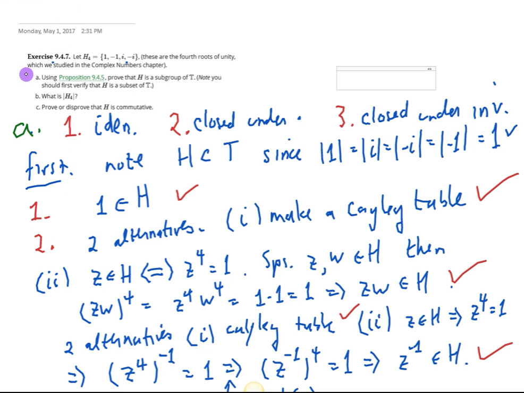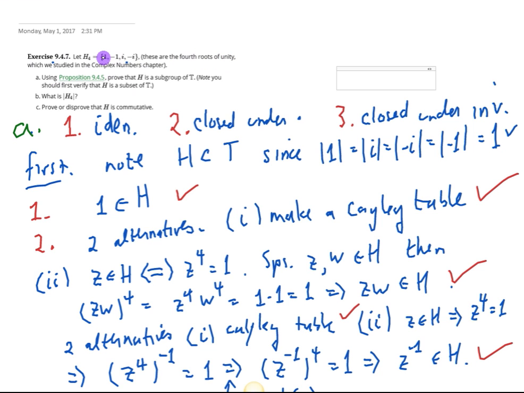Alright, let me talk about exercise 9.4.7. Here we have the set H4 that has 4 elements: 1, minus 1, i, and minus i. These are in fact the fourth roots of unity. What does that mean, fourth root of unity?